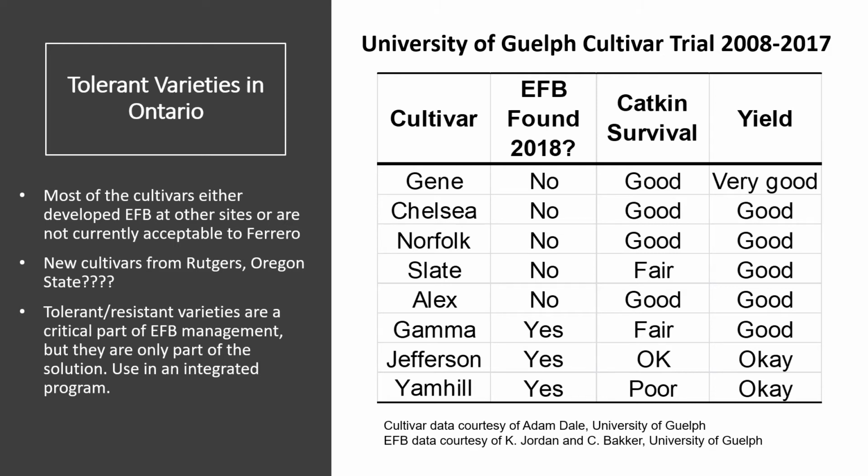The first thing I want to flag is these three varieties. They're Gamma, Jefferson, and Yamhill. And what you can see is that these are varieties that were taken from Oregon and reported in Oregon to be resistant to Eastern Filbert Blight. But in the Ontario cultivar trials, we did observe Eastern Filbert Blight in all three of these varieties.